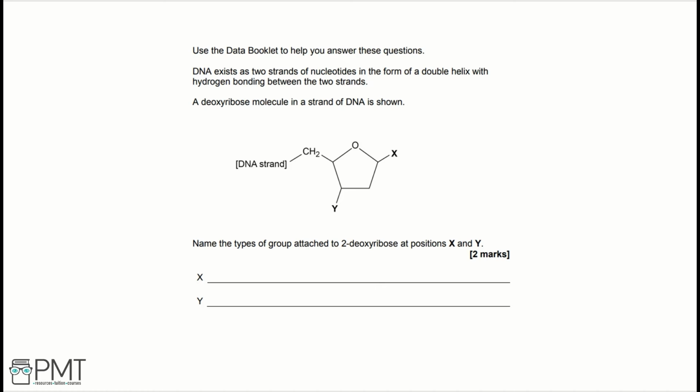So this question is a recall question, and if you don't understand it or you didn't get it right, it would be a good idea to maybe make a flashcard or a revision resource to help learn the X and Y parts of this deoxyribose molecule. So the X group is a base and the Y group is what's called a phosphate group. So to get the 2 marks for this question, you get a mark for base and a mark for phosphate group.